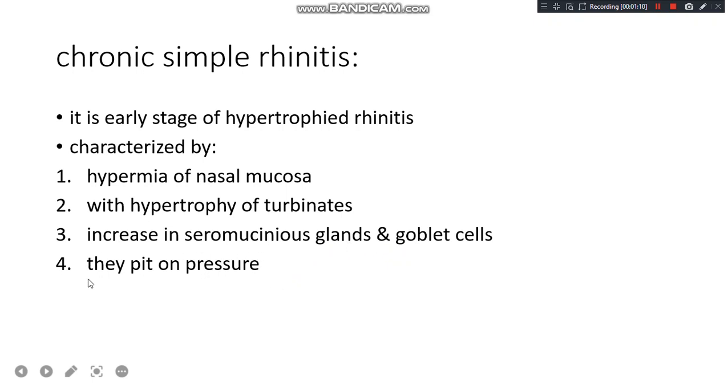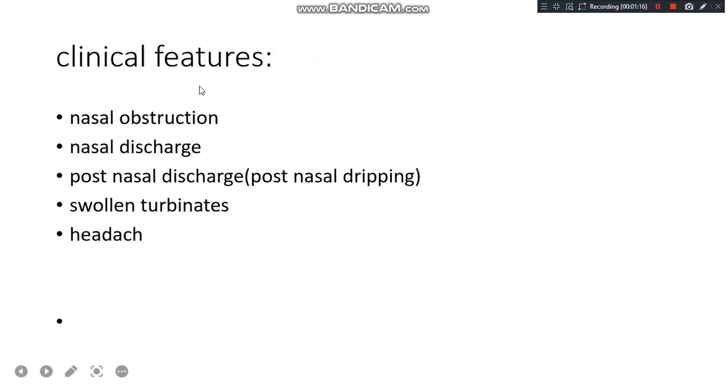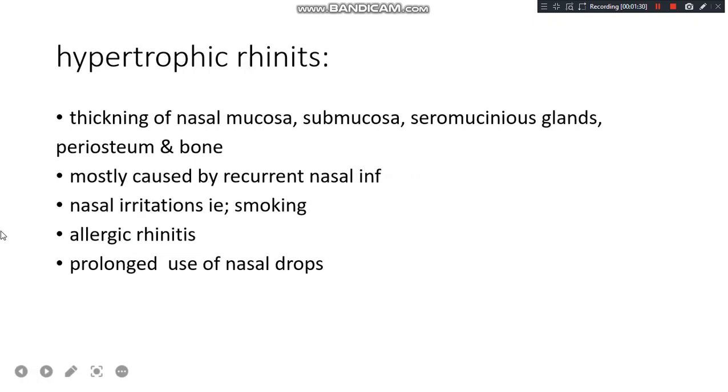Now remember one thing, when you apply pressure, they will pit on pressure. Okay, now clinical features include nasal obstruction. Because of the hypertrophy of turbinates, there will be nasal discharge anteriorly as well as posteriorly. There will be swollen turbinates and there will be headache. Now, this chronic simple rhinitis can be complicated into hypertrophic rhinitis if you are not treating the simple condition. So what will happen? There will be a complicated condition.